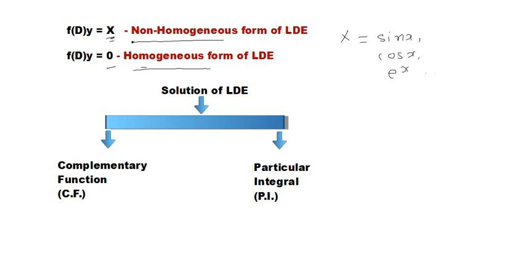Now what about the solution of linear differential equation? There are two parts in the solution of a linear differential equation. One is the complementary function, another is the particular integral. The complementary function depends on the roots of the auxiliary equation f of D equal to 0, and the particular integral depends on the auxiliary expression f of D and the right hand side function capital X.